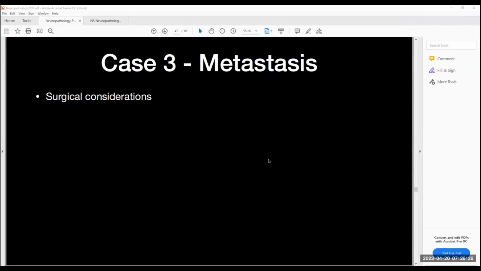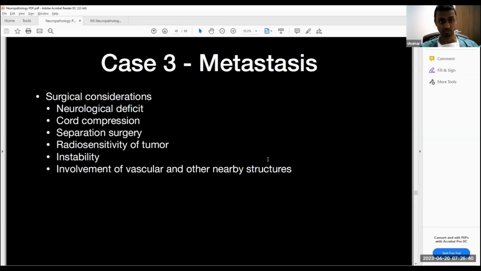So in this particular case, you want to consider doing a stabilization surgery so you can have adjuvant radiation afterwards. Obviously, you want tissue biopsy as well. And if there's a neurological deficit associated with it, you want to decompress the spinal cord. Yep, so neurological deficit, if we need to decompress the cord, and then radiographically, how much cord compression is there? Is there a need for separation surgery? And in the same vein, what's the radiosensitivity of the tumor, and how will that factor into post-operative radiation planning? And then is there any instability, either from the tumor itself or from the surgery, that will need to be treated? And then obviously involvement of any vascular structures or other nearby critical structures.